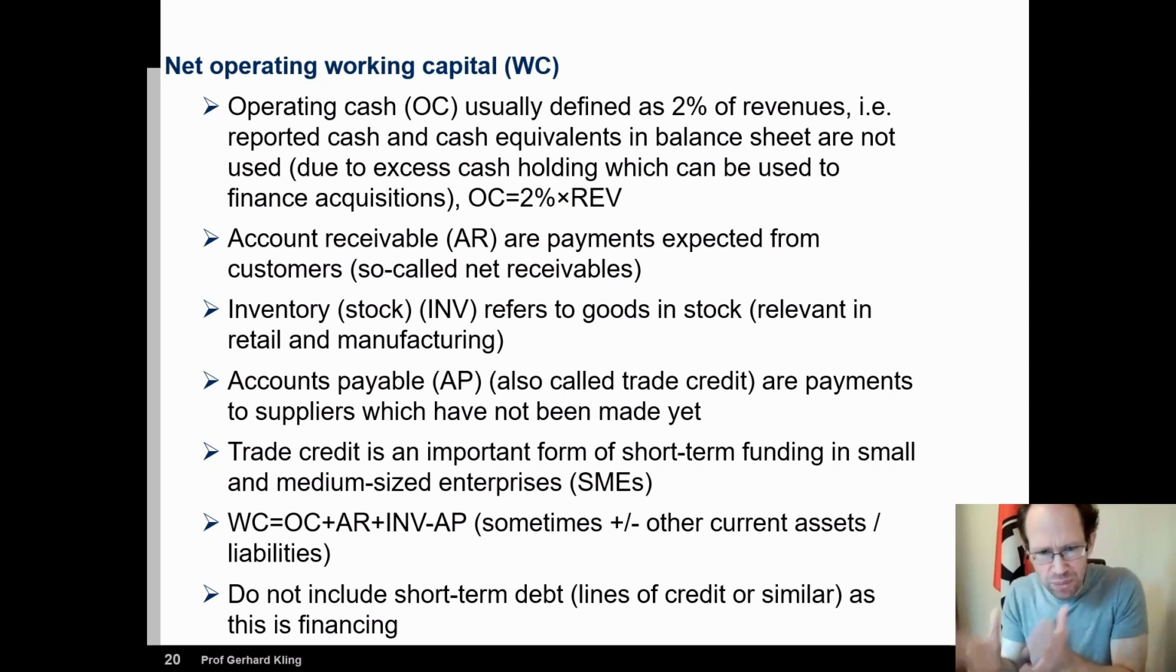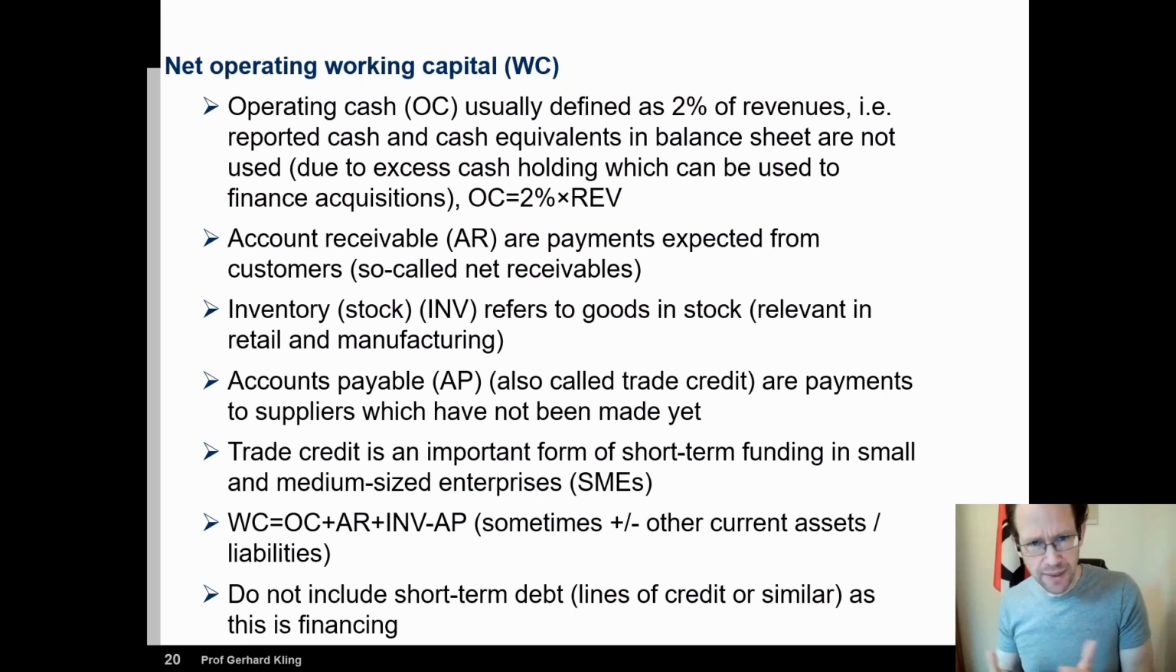So that's basically what we are doing. So in total, we have the net operating working capital, as depicted here. We have operating cash, we have added accounts payable as well, we have the inventory added to it. So these are all the current assets minus current liabilities. And sometimes you might have other items as well, classified as other current assets or other current liabilities, which you might need to consider.